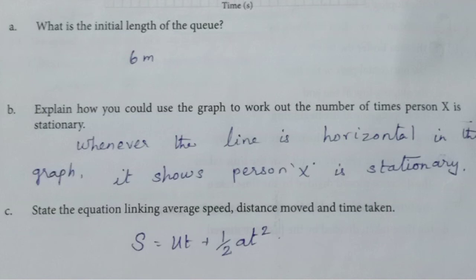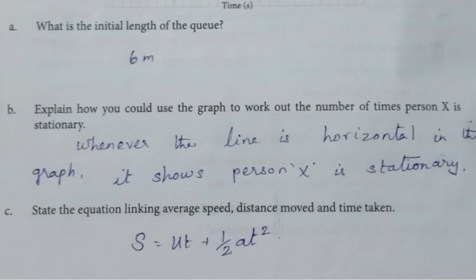Explain how you could use the graph to work out the number of times person X is stationary. Whenever the line is horizontal in the graph, it shows person X is stationary. State the equation linking average speed, distance moved and time taken. The equation is S is equal to UT plus half AT square.